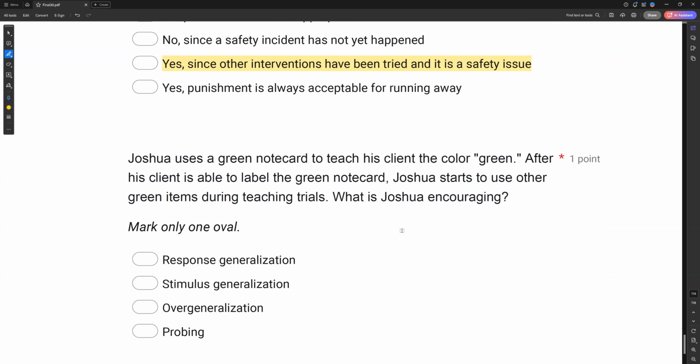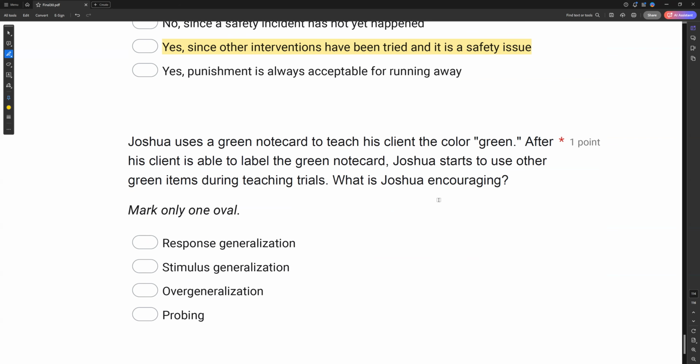Yes or no? Joshua uses a green note card to teach his client the color green. After his client is able to label the green note card, Joshua starts to use other green items during teaching trials. What is Joshua encouraging? So we're looking at Joshua's behavior and what is Joshua doing? Well, he's working with a client. He has a green note card and is teaching his client the color green. Once his client is labeling the green note card, he's now introducing other green items during teaching trials. So Joshua has taught his client green to the green note card, and now Joshua wants his client to start labeling other green items during teaching trials. At least we can presume that based on the information given.